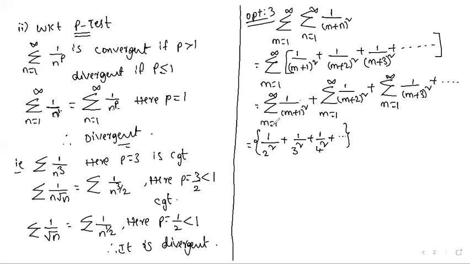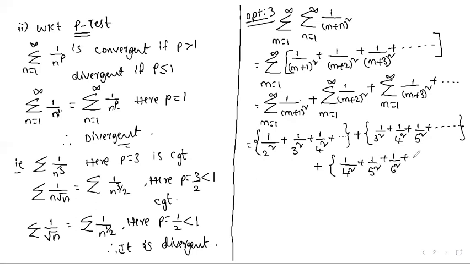This is one summation, plus another summation: 1 by 3 square plus 1 by 4 square plus 1 by 5 square plus, and so on. Again another summation, putting m equals 1, 2, 3: 1 by 4 square plus 1 by 5 square plus 1 by 6 square plus, and so on.